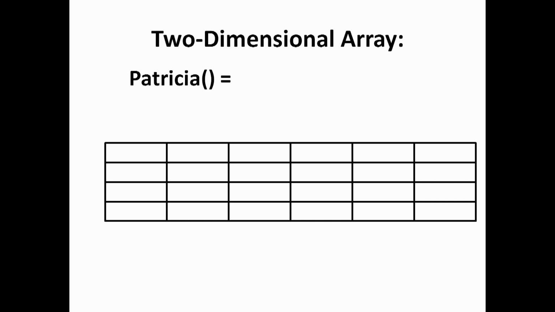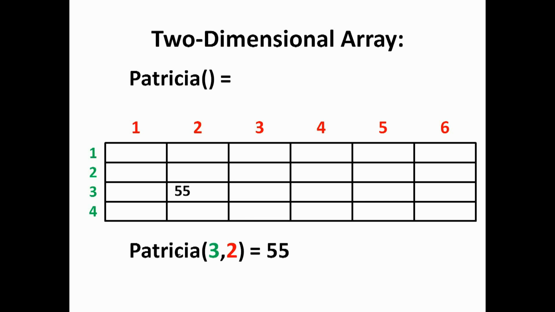Note that two-dimensional arrays also have open and closed brackets. This two-dimensional array has 4 rows, look at the green numbers, and 6 columns, look at the red numbers. We can store numbers inside of the array. In this case, Patricia(3,2) equals 55.